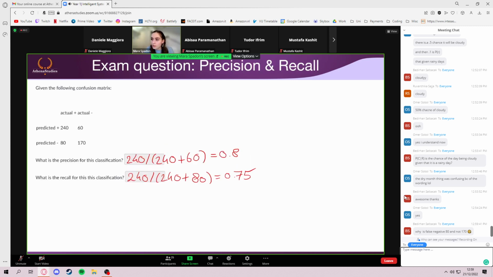Let's see, why is false negative 80? So this is the false negative value. It's predicted negative, but it was actually positive. So it was a false assumption. So this is false negative.